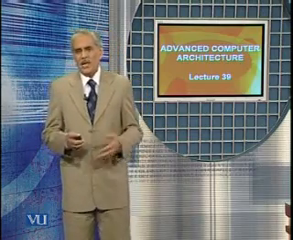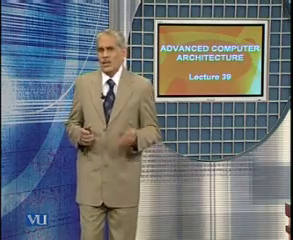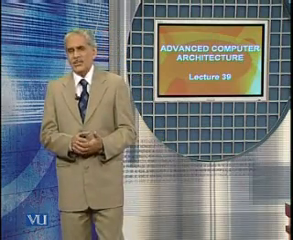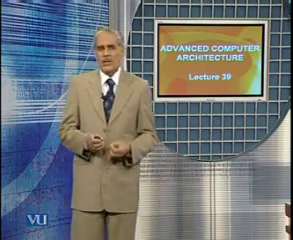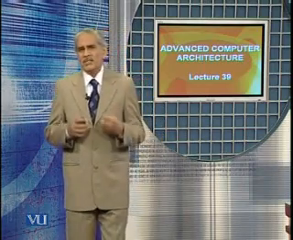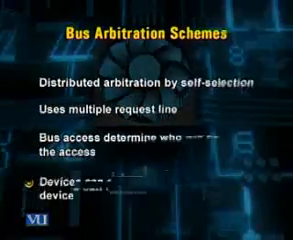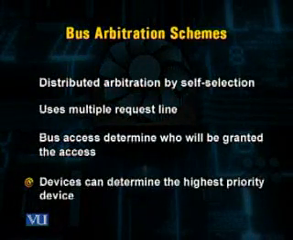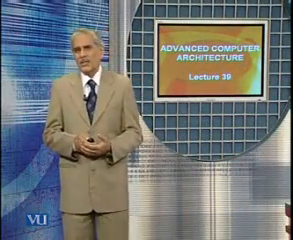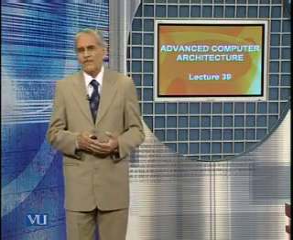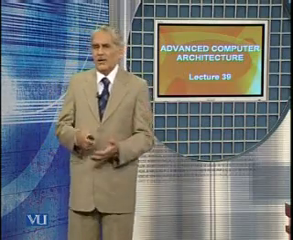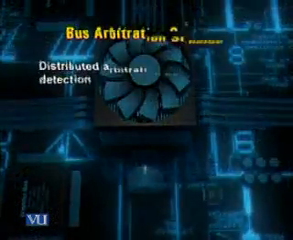So this means that if more than one device wants to have access, they place their codes. Then these codes are examined, and the devices can determine the highest priority device, and it then selects the highest priority and hands over the bus to this particular device. And when this device finishes, it releases the bus, and then this process is repeated for the next request.